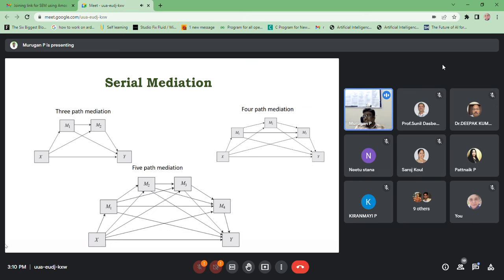So there are some extensions available with respect to simple mediation. One is 3-path mediation, then 4-path mediation, then 5-path mediation. These 3-path, 4-path, 5-path models are examples to understand serial multiple mediation. Basically, our focus here is explaining the X to Y relationship through first M1 and then M2. That is nothing but serial mediation.